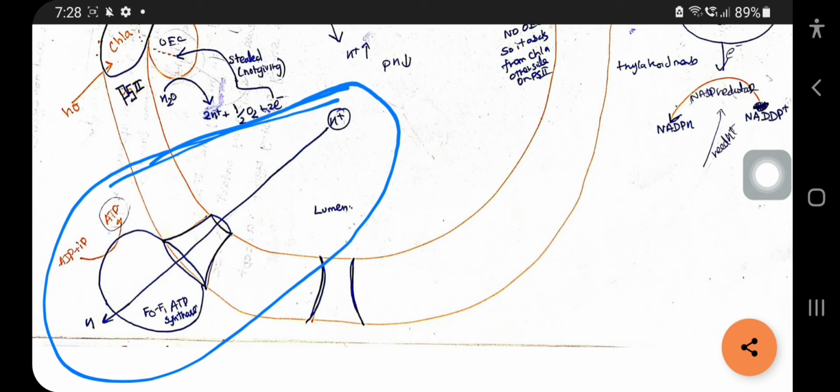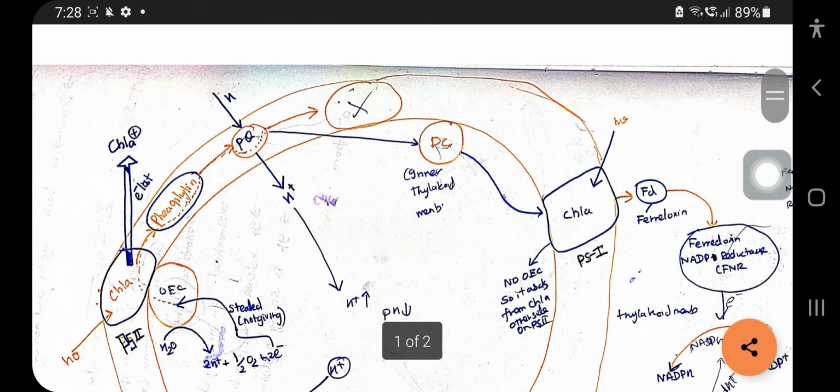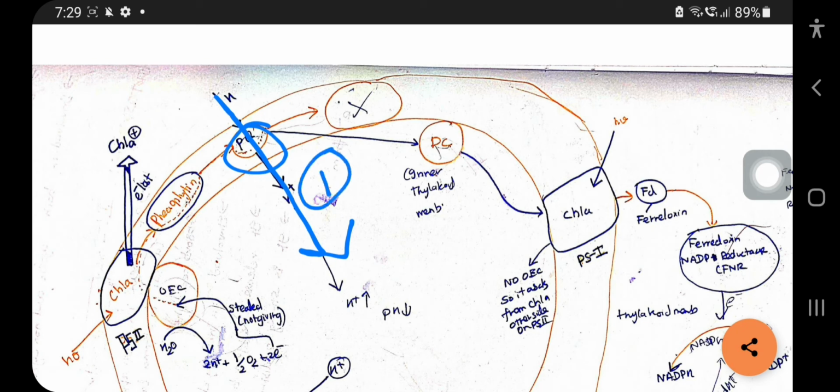There are three major reasons. The first is that while transporting the electron from pheophytin to plastocyanin, plastoquinone is transporting H plus from outside, the stroma, into the lumen. That is the first reason why lumen hydrogen is increasing, and stroma hydrogen is decreasing.